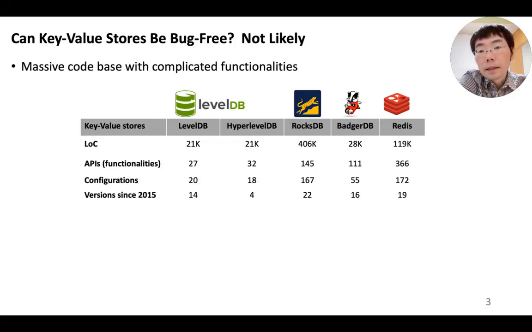However, can key-value stores be bug-free? Probably not, because modern key-value stores have massive code bases with very complicated functionalities. The table shows five widely used key-value stores, the length of code, API functionalities, the number of configurations, and the versions released since 2015. So you can see the studied modern key-value stores have very complicated code bases.